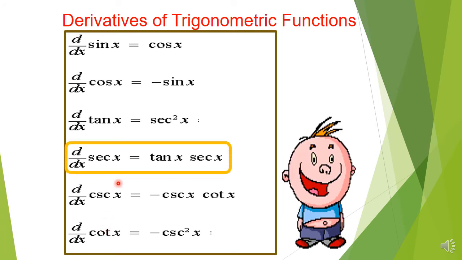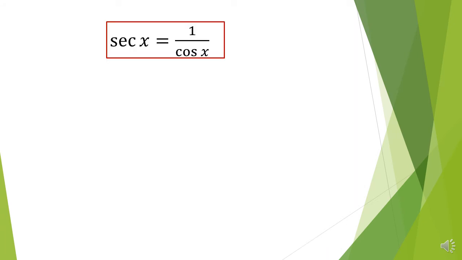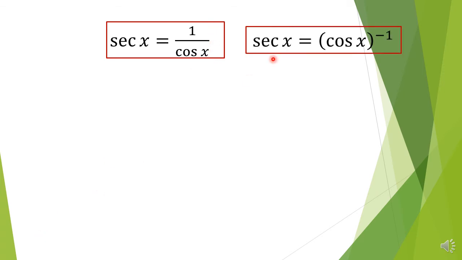Derivative of secant x. Why is it equal to tangent x times secant x or secant x times tan x? Okay? Derivative ng secant, bakit naging sec tan or tan sec? Okay, so our strategy here will be to express secant x as 1 over cosine x. So if we remember from our trigonometry, di ba, we had this identity, secant x being equal to 1 over cosine x. Yan. But we can actually write secant x also as cosine x raised to negative 1.